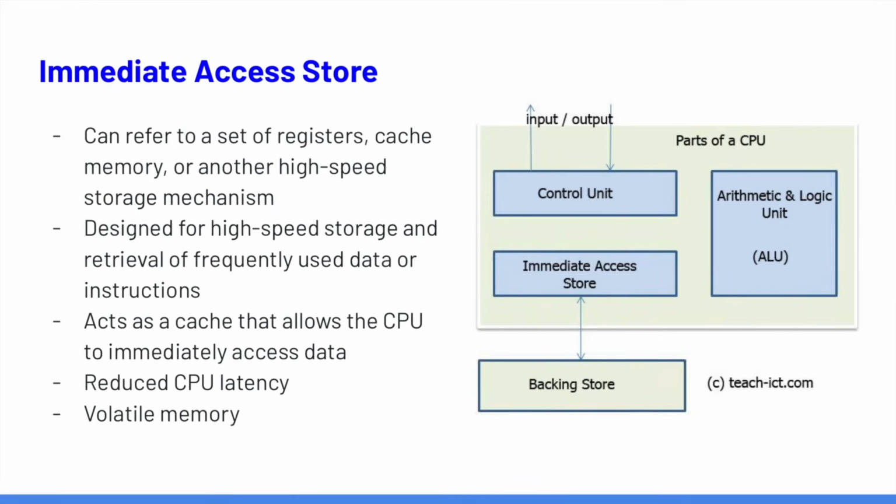And the next component that we have is the immediate access store. Now I know this is blue, but the immediate access store is not a general purpose register. It's actually more of a concept, and it refers to a set of registers, cache memory, or other high-speed storage mechanism. So I can't really think of any other high-speed storage mechanism off the top of my head, but registers or cache memory are 2 pieces of memory that can be part of the immediate access store. Now we haven't talked about cache memory yet, but let's go ahead and do that right now.